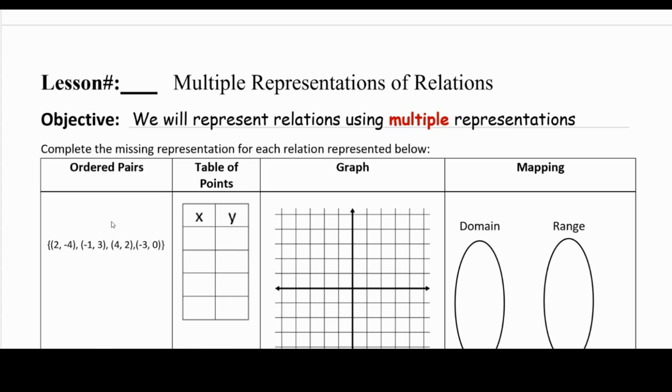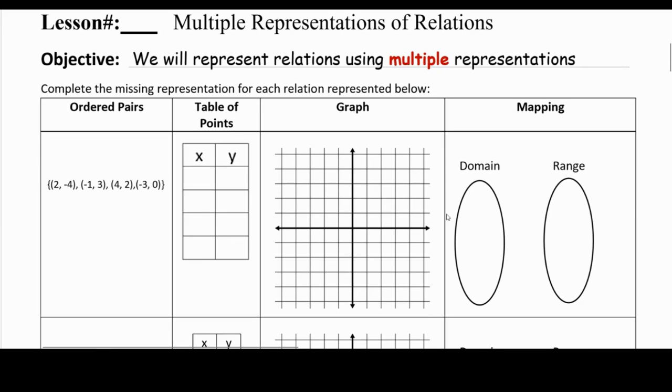So in these examples, we are going to write this relation right here, the ordered pairs, into a table of points, into a graph, and a mapping. All these four are different types of representations. So in this problem, I'm giving one form of representation, which in this case is the ordered pairs, and I'm going to translate that into a table, and then to a graph, and then to a mapping. So let's see how it goes.